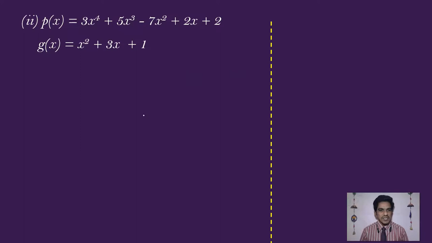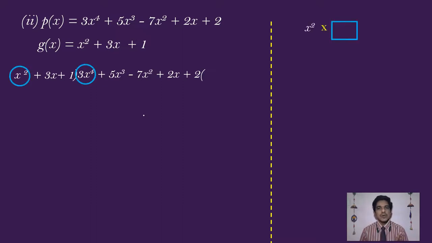P of x is 3x power 4 plus 5x cube minus 7x square plus 2x plus 2. The degree of the polynomial is 4 and the divisor is x square plus 3x plus 1. Now both the dividend and divisor are in the standard form. No exponent terms are missed out. So you can take them as it is. Now let us compare the first term of the dividend with the first term of the divisor. So we have to see x square multiplied by what value gives 3x power 4.